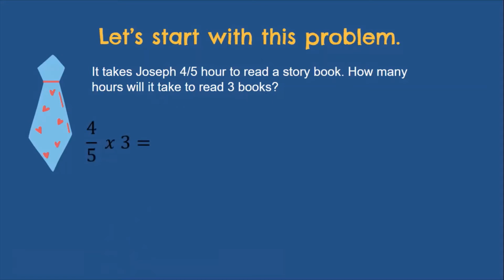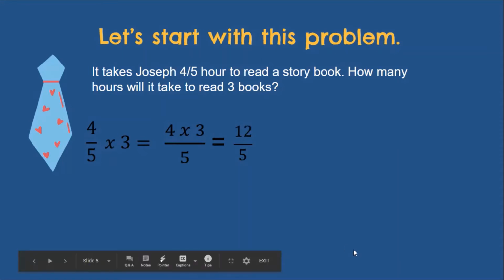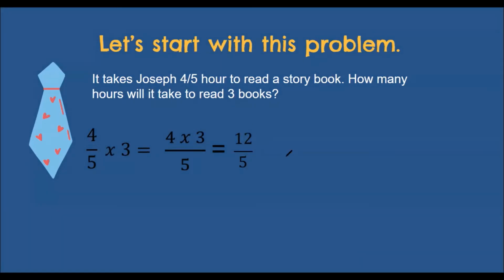Actually, when we multiply a fraction by a whole number, it is very easy because we just multiply our numerator and the whole number and then just copy our denominator. Like for example, this one. So multiply our numerator and whole number, 4 times 3, the answer is 12, and then just copy the denominator, 5. But in our answer here, notice that it is still an improper fraction.